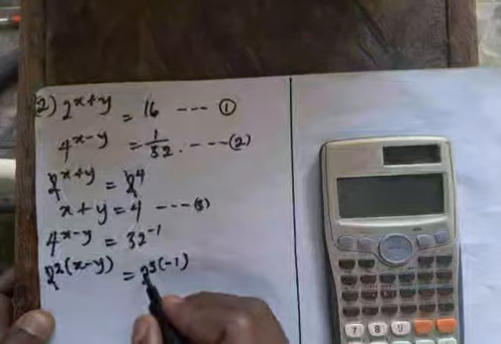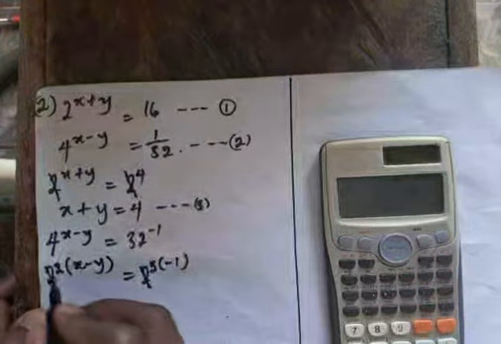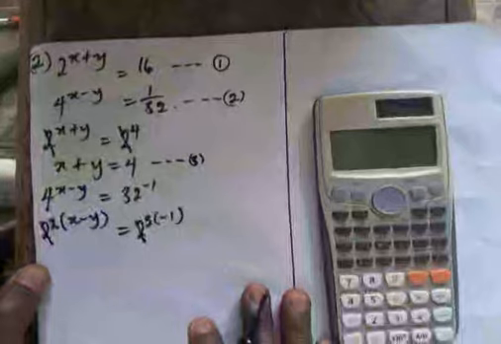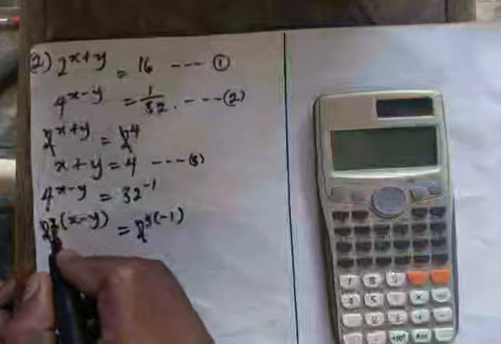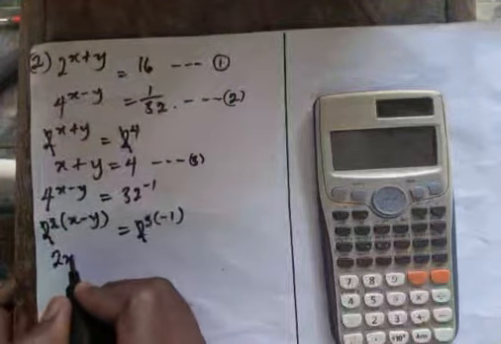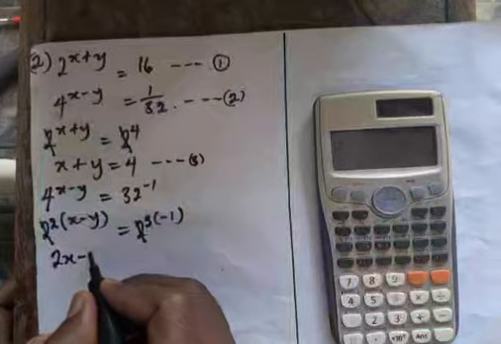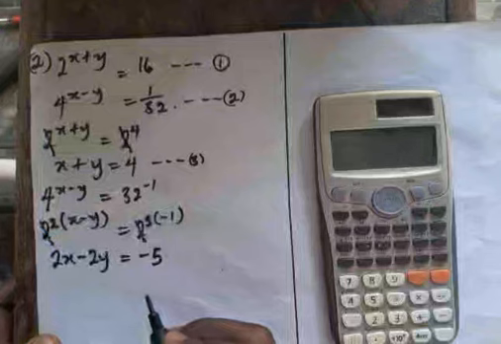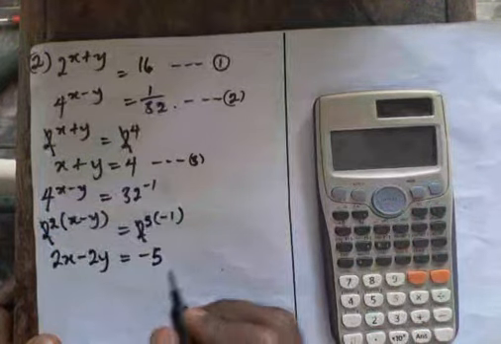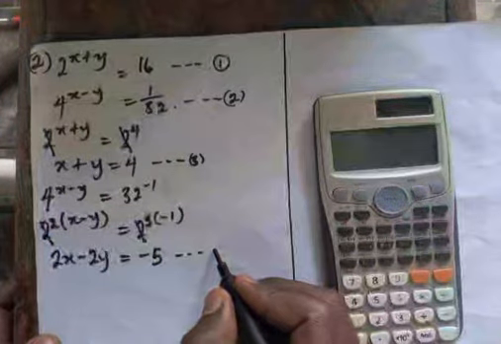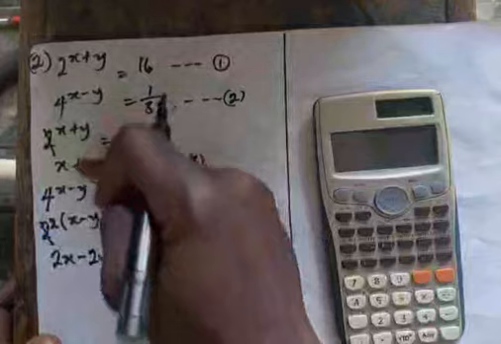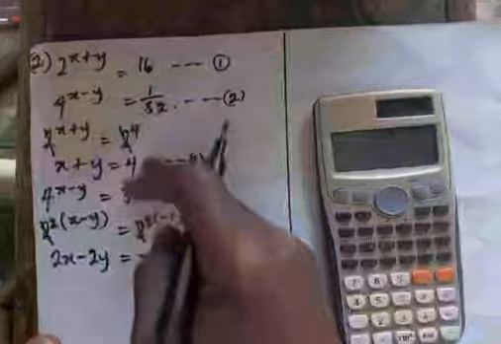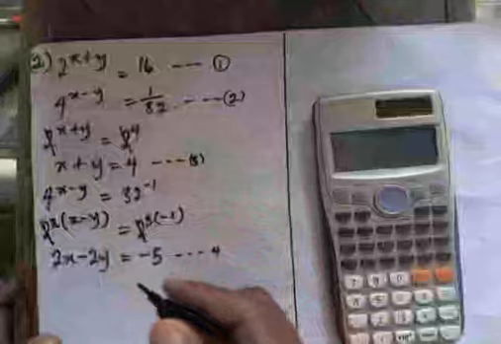Then you can now cancel the base and drop the power. Now if you expand this one here, what are you going to have? You have 2 times x, which gives you 2x, and 2 times minus y gives you minus 2y, equals minus 5. Right? So we call this equation 4. Now we can compare equation 3 and equation 4. So it will give you simultaneous linear equations.